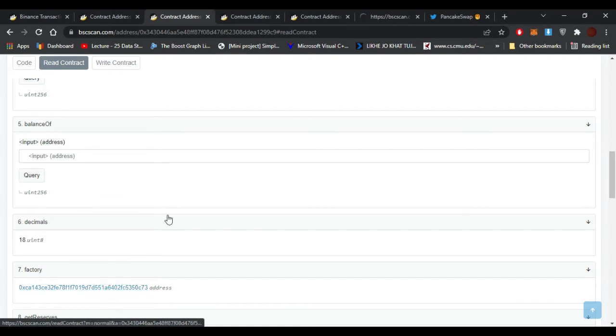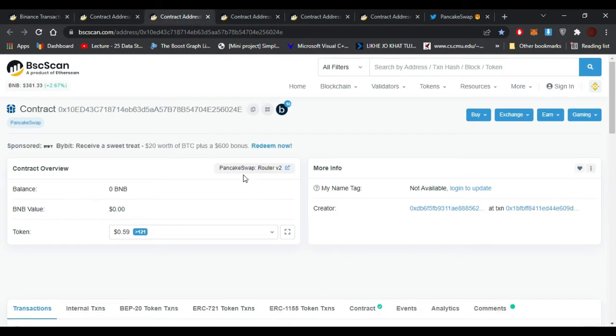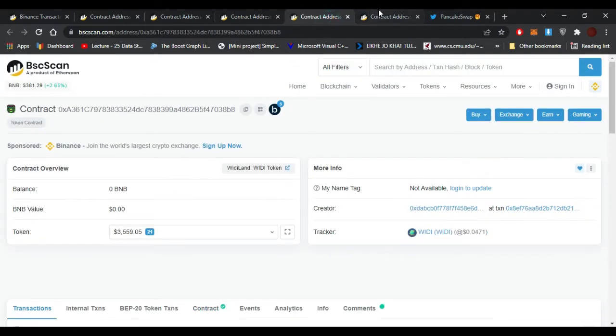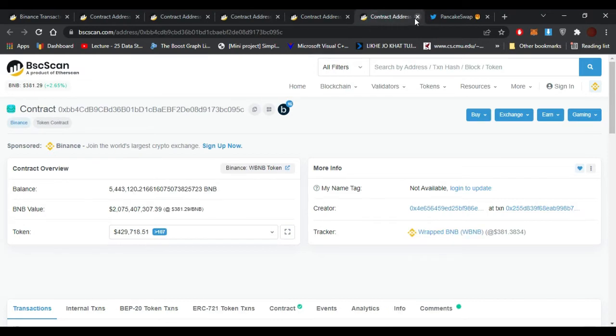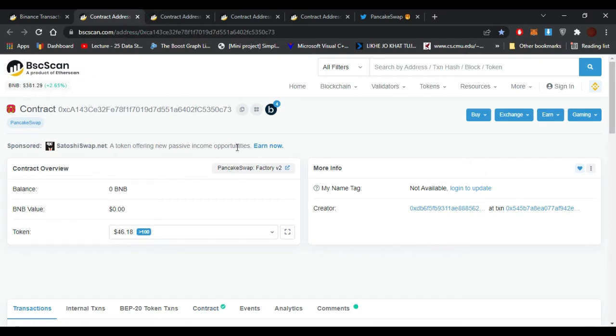So now how many addresses do you have? You have the factory address, right? And you have the v2 address, right? And you have this pool address, and you have these two separate addresses, right? So these two separate addresses are not needed, of course. So the main things that we were actually looking for were this factory contract and the router contract, right?